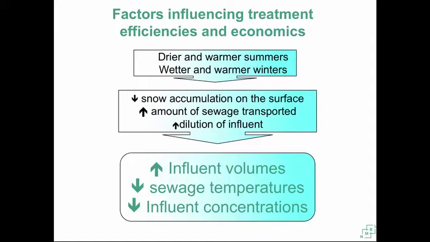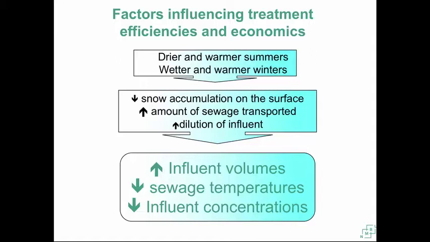We have also observed that we are getting drier and warmer summers and wetter and warmer winters, which means that snow accumulation on the surface is reducing, and the amount of sewage which is transported is increasing, and dilution of influent is also taking place. Influent concentration is reducing. So in our treatment plants, we have higher volumes, lower sewage temperatures, and lower concentrations.